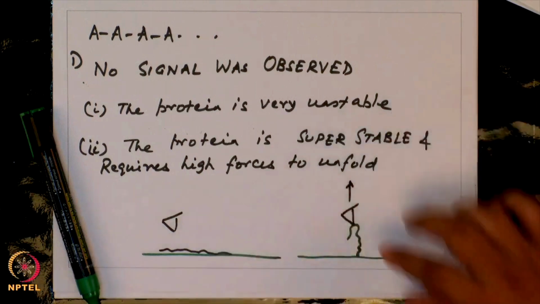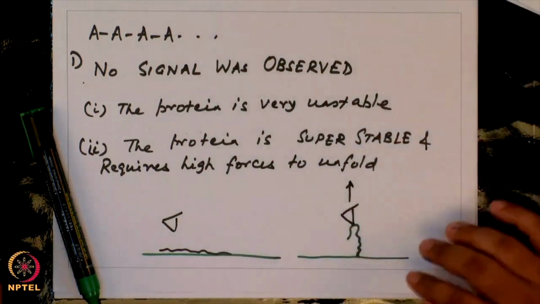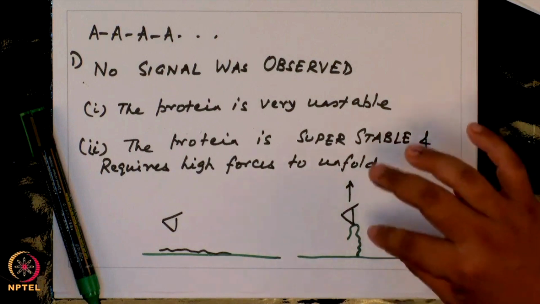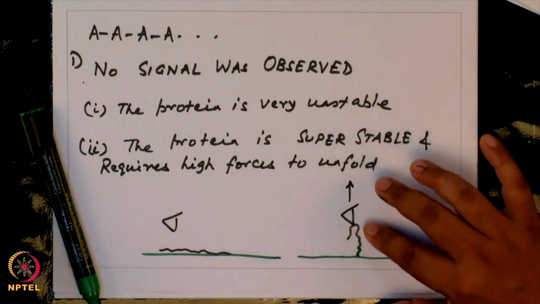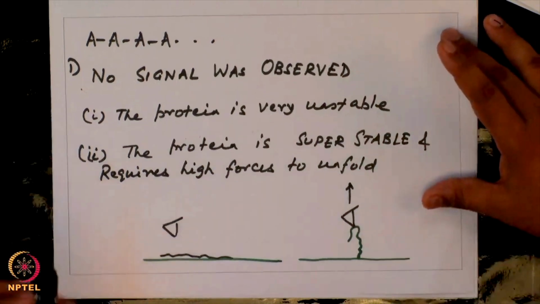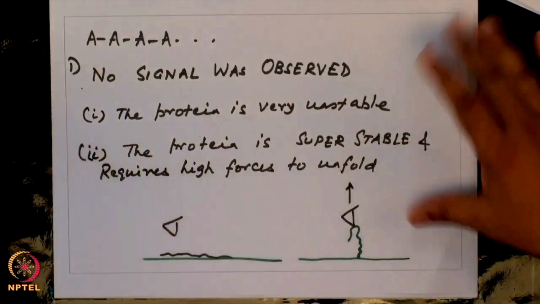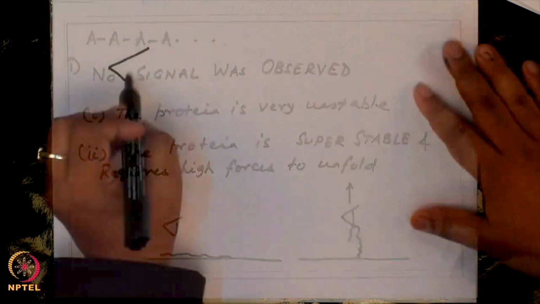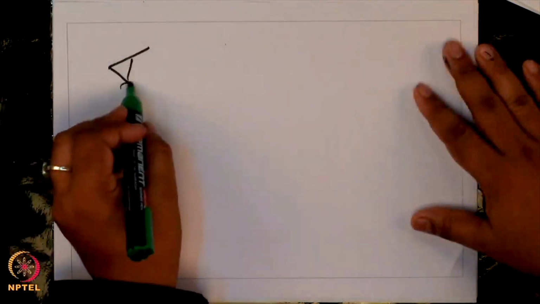Okay. So, the tip is moving up and you are trying to pull the protein. The tip will be able to pull the protein only if the force required to unfold a domain is accessible. So, this will work. Let me write it down here. Okay. So, you have this situation.